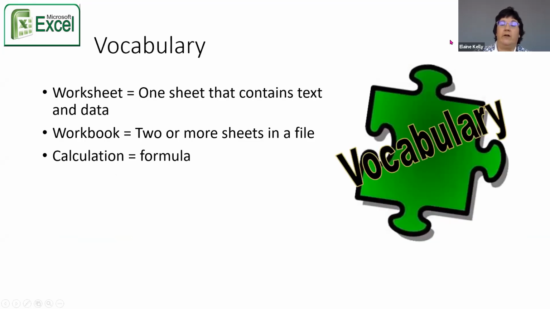Some of the vocabulary just to keep in mind is that if you hear the term worksheet, you're talking one sheet, the visible sheet that you're working on at that moment inside of Excel, and it contains your text and data on that sheet. If you hear the term workbook, this means that you have two or more sheets inside a particular file. So you have something labeled sheet 1, sheet 2, sheet 3 down the tabs along the bottom, but the total name is called workbook. And a calculation is the same thing as the word formula.